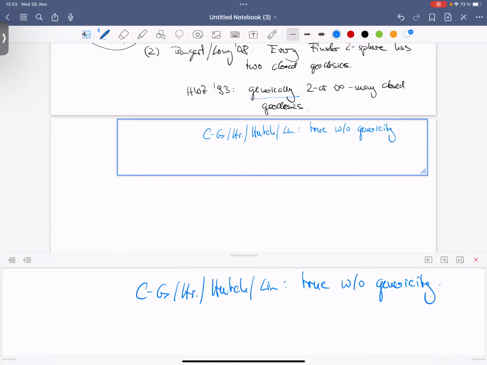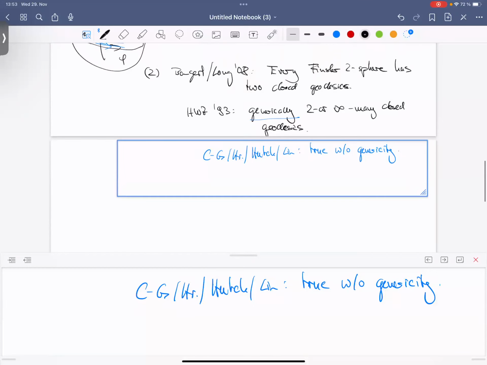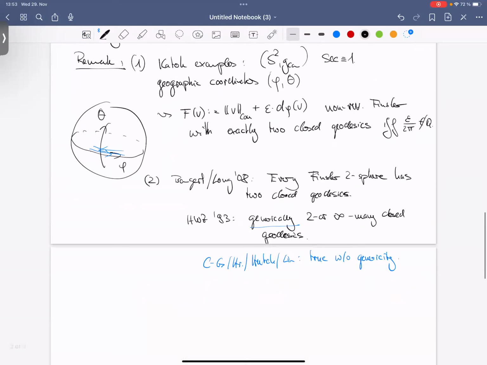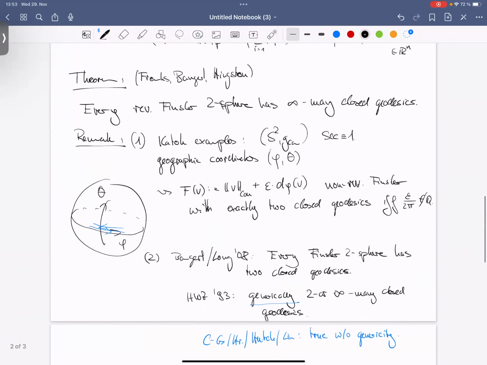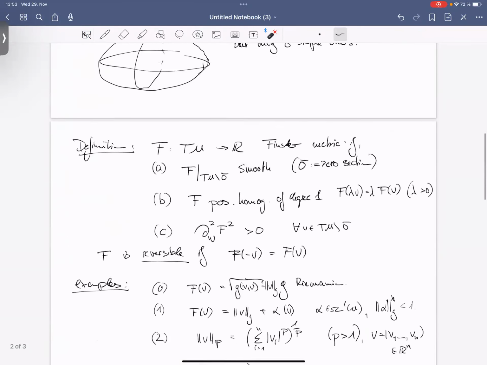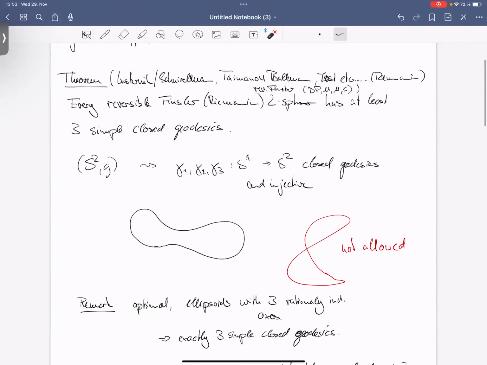So it's always true, they claim, that you have two or infinitely many closed geodesics. So you could view this from this point of view: if I have a reversible Finsler metric, I only need to prove that there are more than two closed geodesics, then automatically infinitely many. Yeah? You can view it in this way. So this theorem of Bangert-Hingston becomes a corollary of this more general result in contact geometry together with the theorem of Lusternik and Schnirelmann.